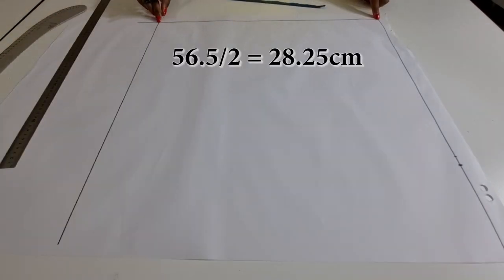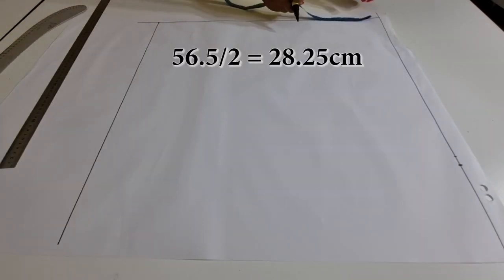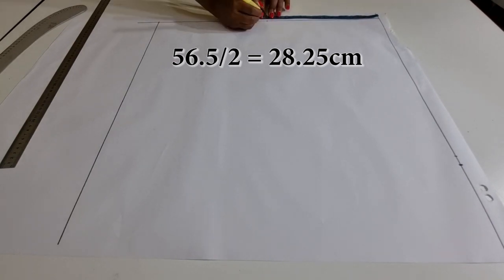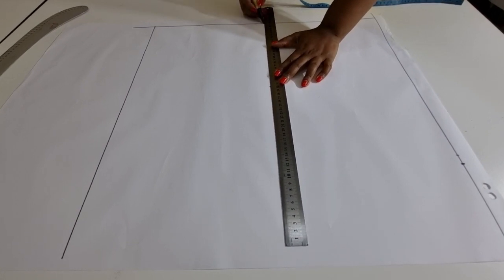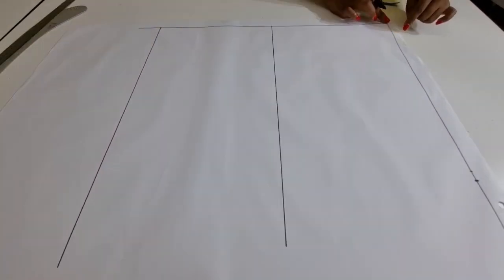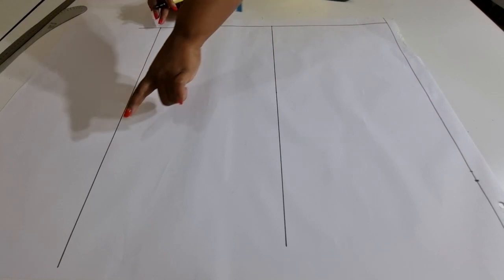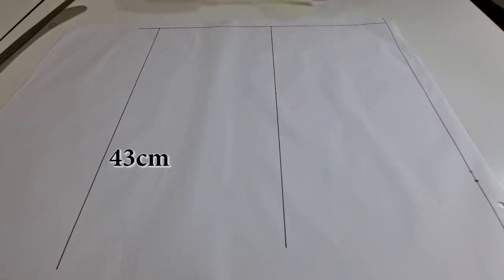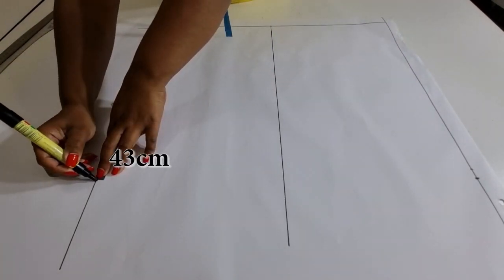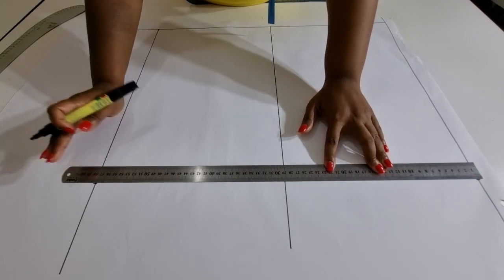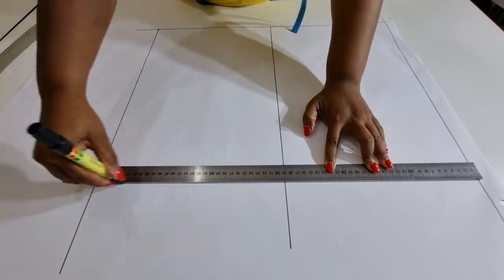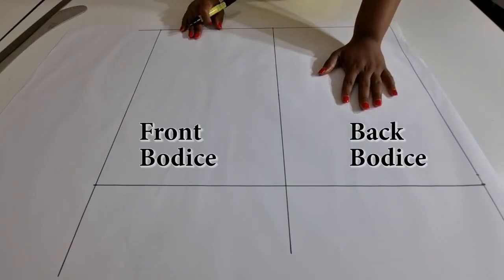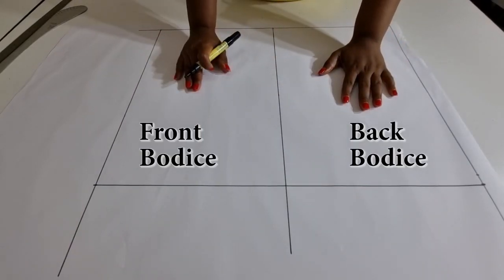Next, we're going to find half of this line, which is 28.25. Draw a straight line. And then mark this measurement along this line, which is going to be 43 centimeters. Join these two with a straight line. This will be the back of our basic bodice and this is going to be the front.